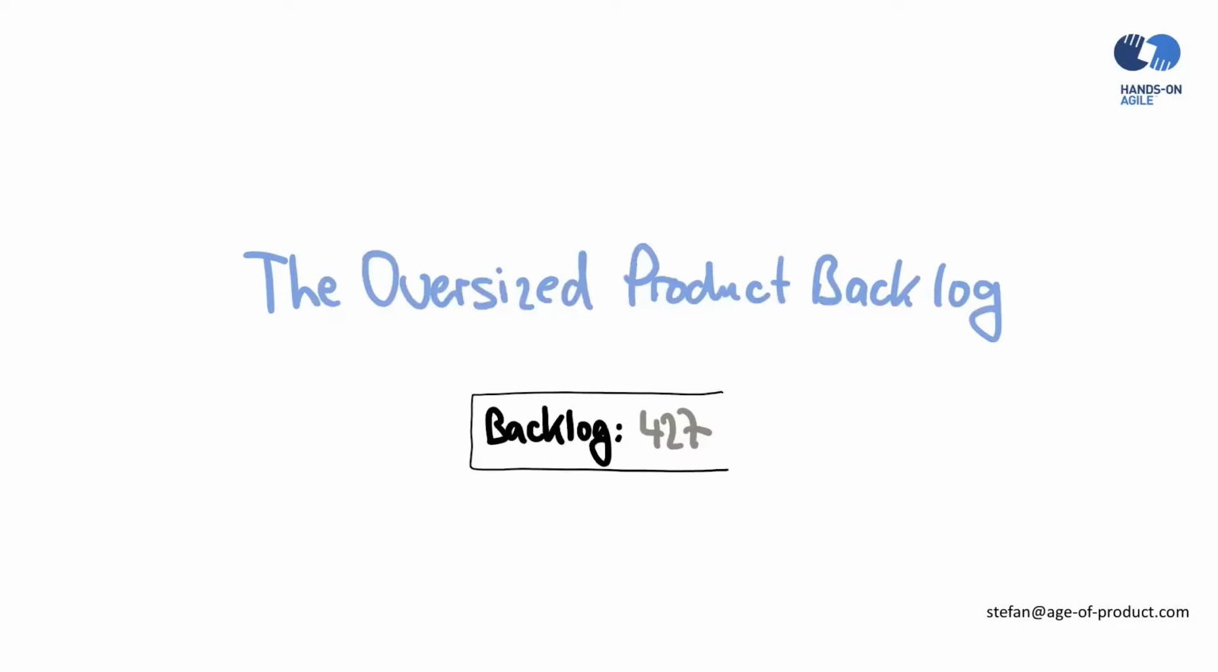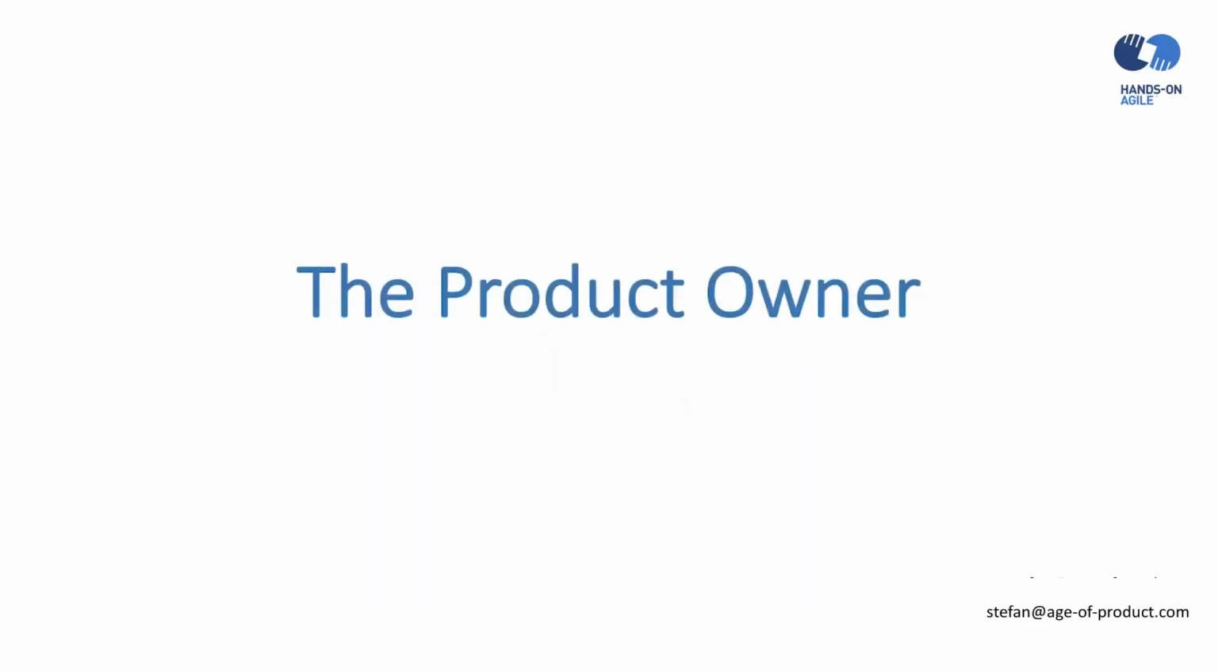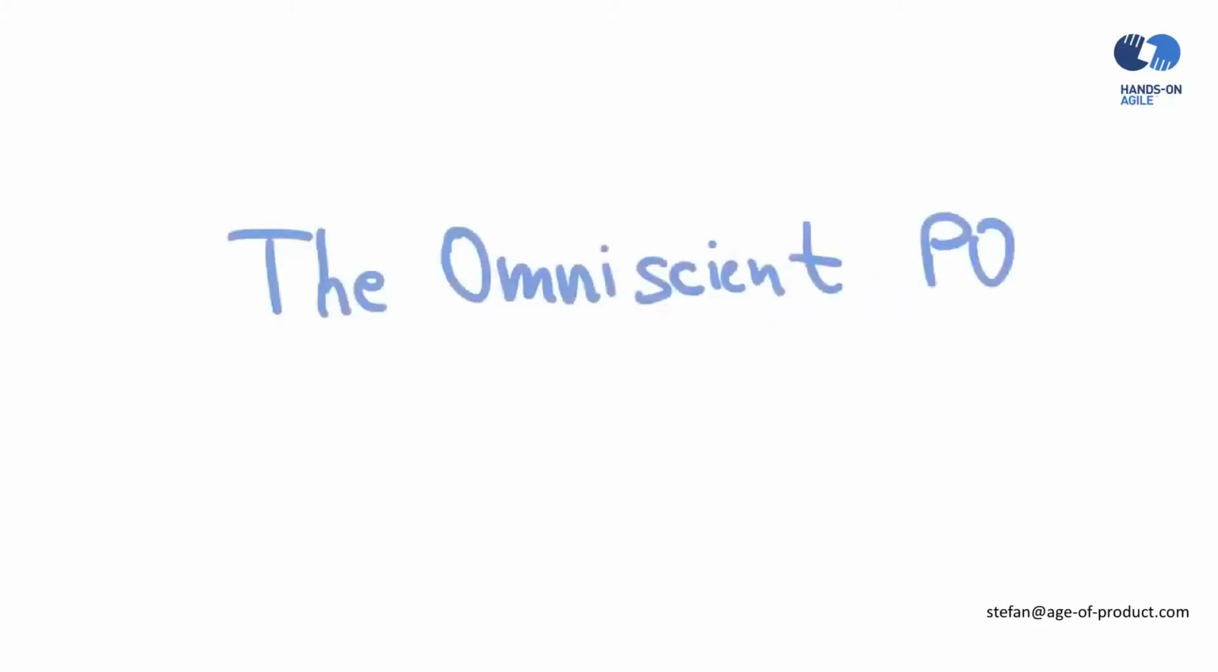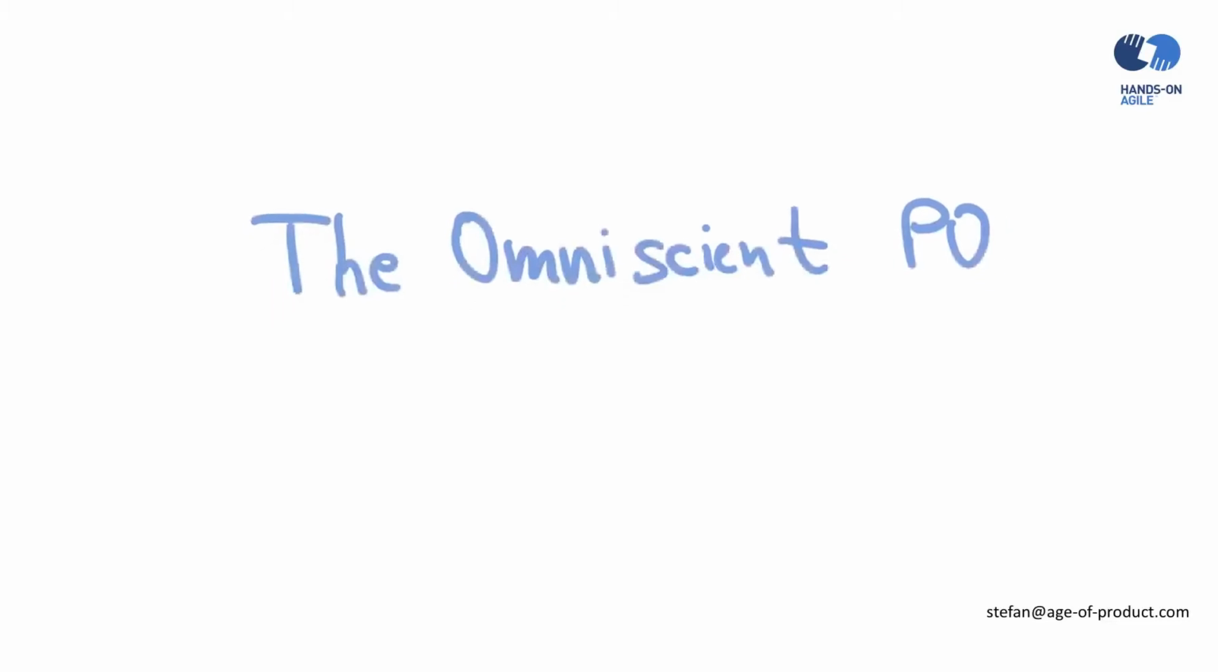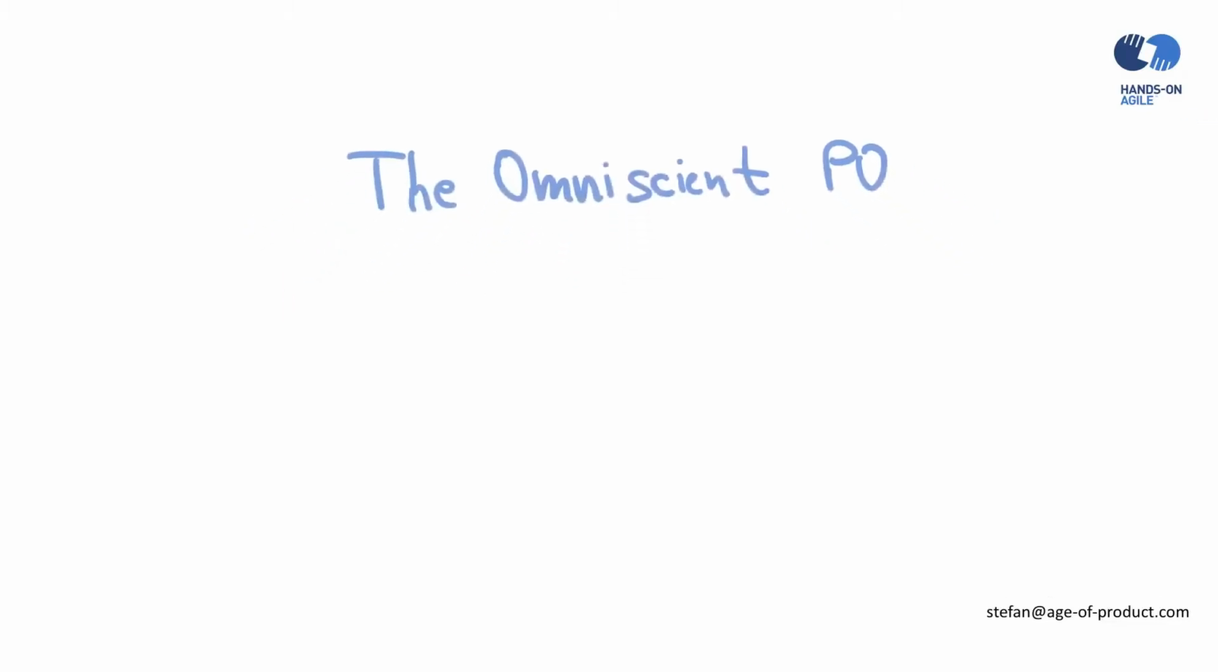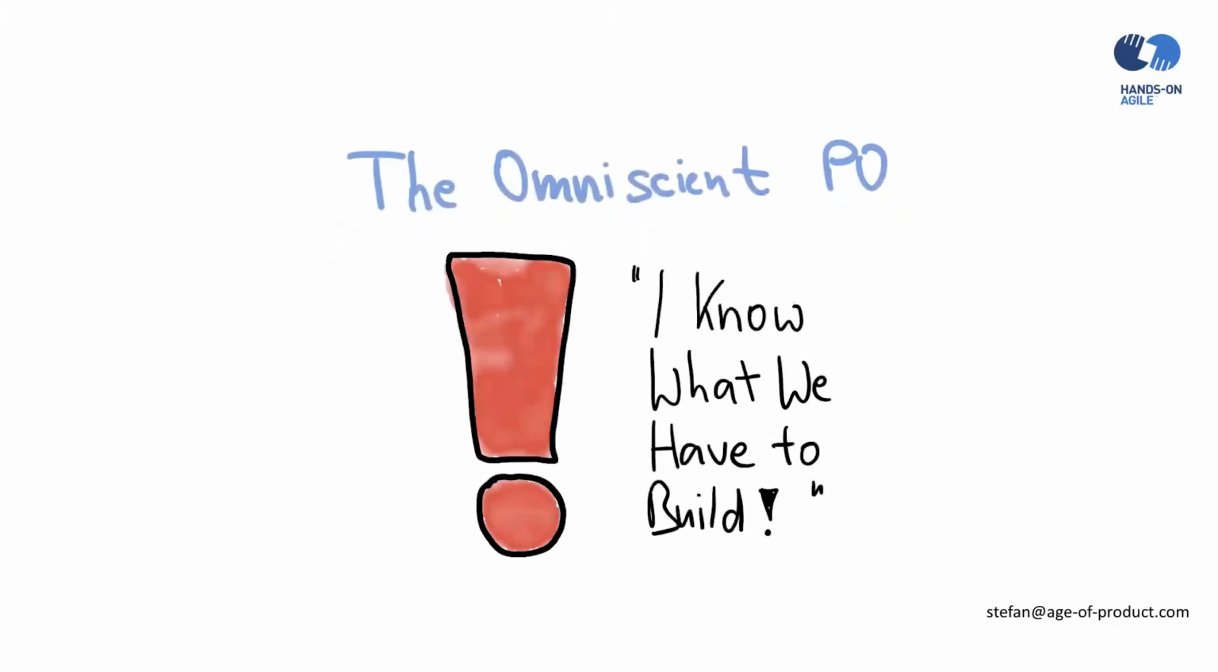Thank you. So, oversized product backlog, not a good idea. Now let's switch over to our product owner. Probably you have already encountered this special type of product owner, the omniscient one. The product owner has absolutely no doubt where to go. I know what we have to build, follow me.